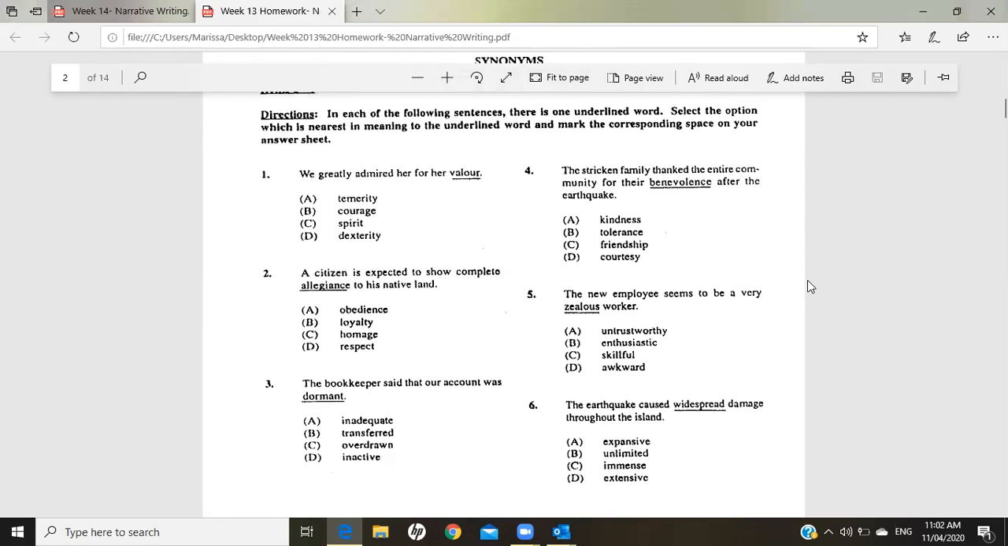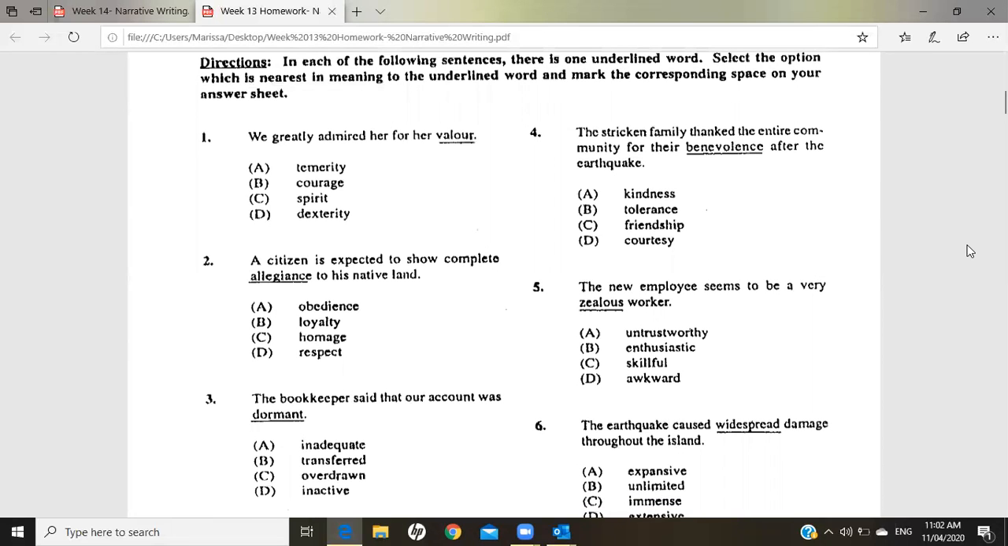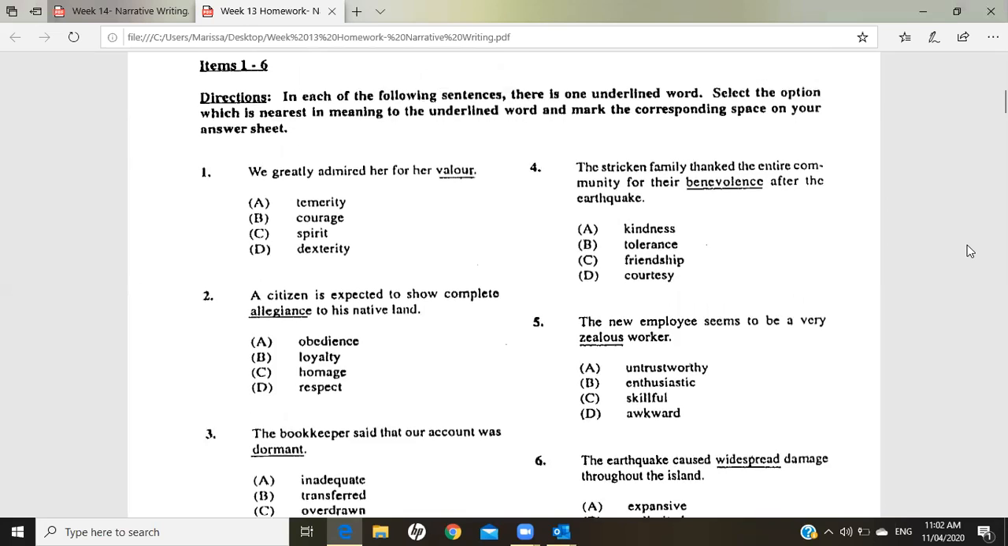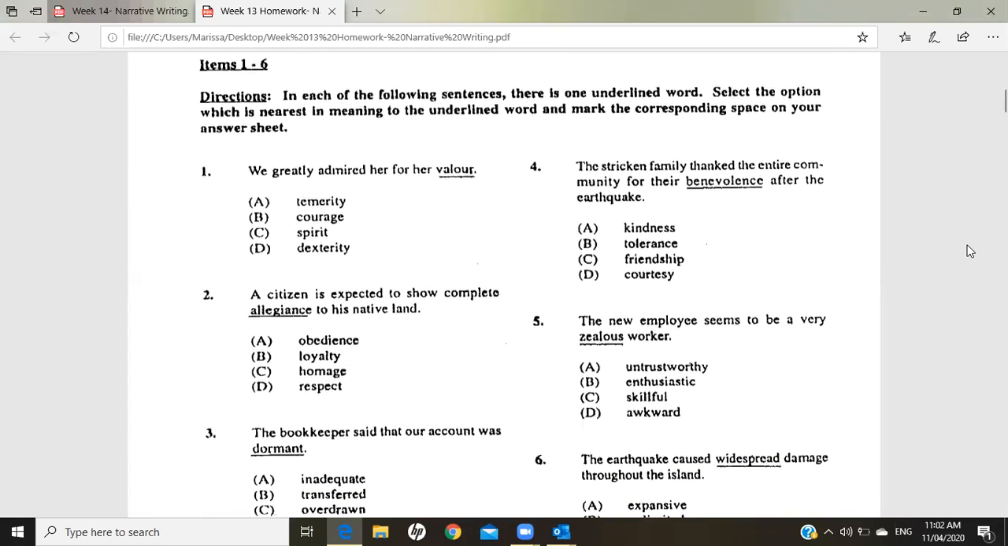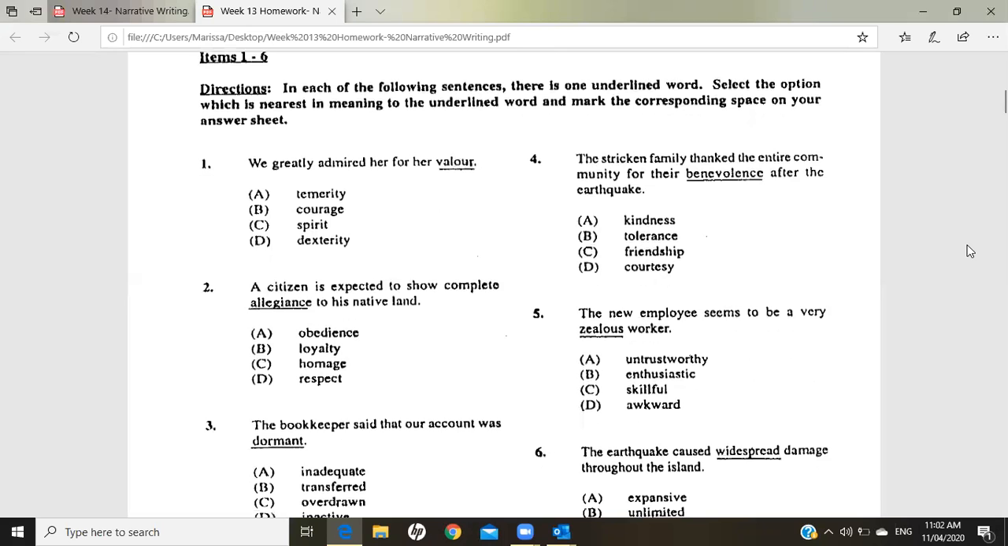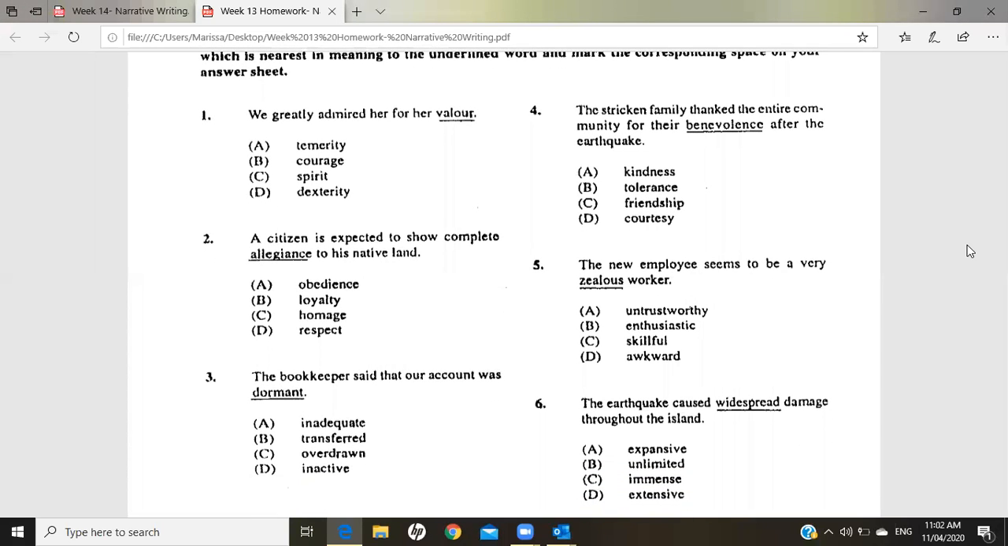So this section is, I'm sure we have seen maybe some of these questions before. This section is entitled synonyms, and we know that a synonym is a word that is similar in meaning, right? As the directions say, in the following sentences, there is one underlined word, and you have to select the option which is nearest in meaning to the underlined word. So whatever word you see underlined, you are finding the synonym for that underlined word.